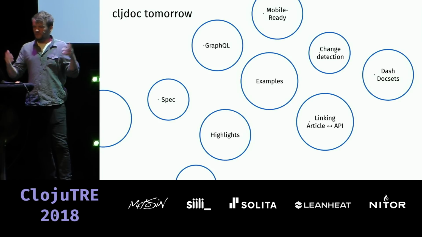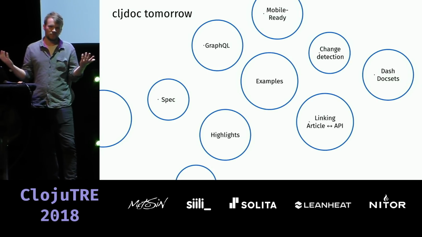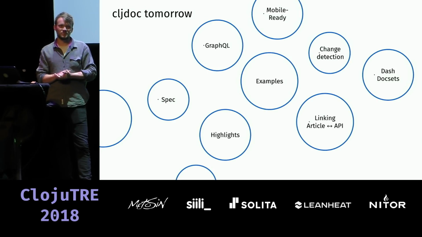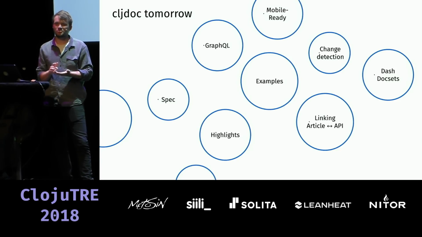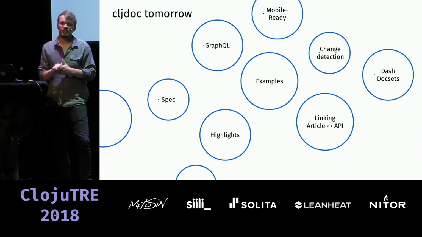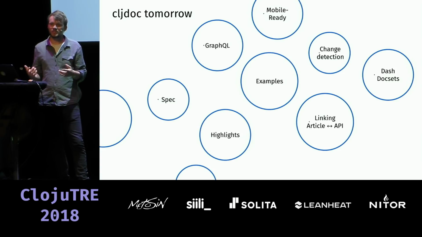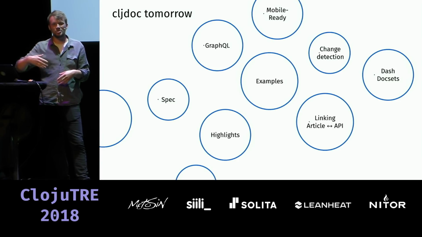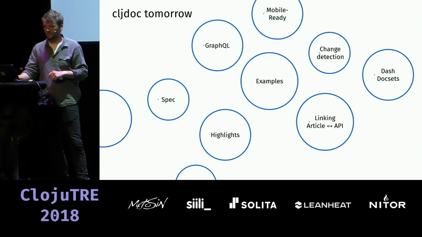Now, some other stuff: GraphQL, obviously, you have to have GraphQL. Mobile ready. Currently, the cljdoc documentation pages are all right on mobile, but they're not optimized for it. Because it's a sidebar kind of layout, it's a little bit tricky, and I didn't want to introduce too much JavaScript. So I pushed that off, but I hope to get there eventually.